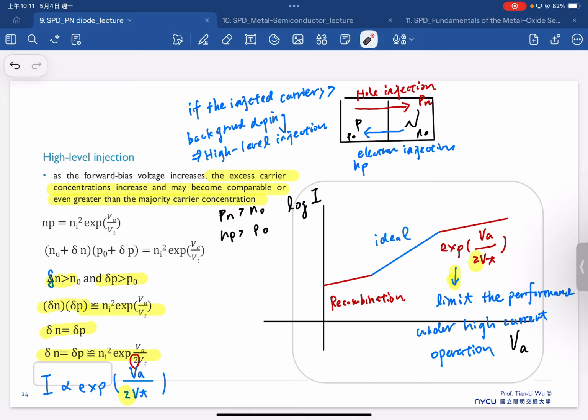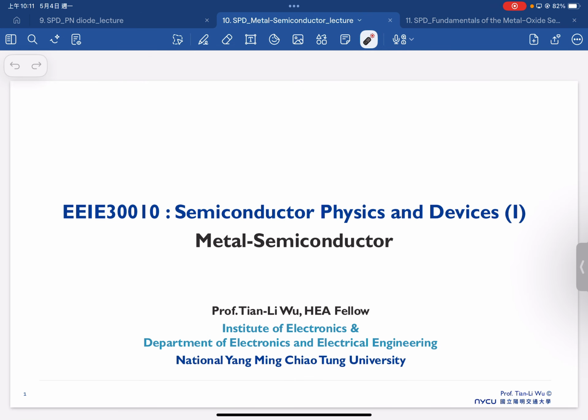Okay, so finally we complete the first device that we have been discussing, the PN diode, and next we will start to move on to another very important topic, which is not exactly a device, but a very important interface related to the metal and semiconductor. This interface, the junction of the metal and semiconductor, also will highly influence our IV characteristics.